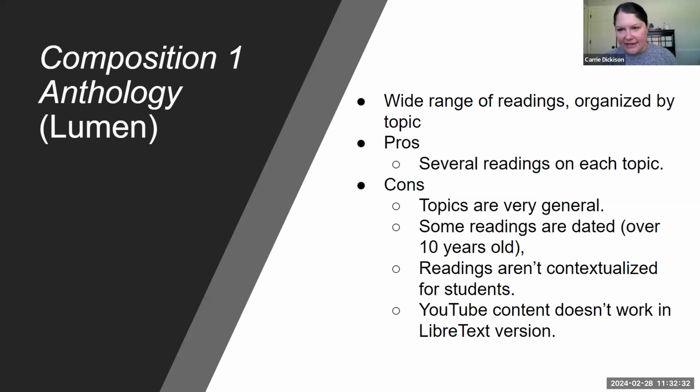It has a wide range of readings organized by topic. It has several readings on each topic, but these topics are fairly general. They're things like the environment or the economic crisis, so they might not be as detailed, and the sources might not necessarily be talking to each other in the way that you might want, depending on how you structured your class. Some of the readings are dated. That's going to happen in any book, but it's certainly true for this. And once again, the readings aren't contextualized for students. There's no piece that gives any historical context for the authors, or what situation the reading is responding to, or who the authors are talking to in that reading.